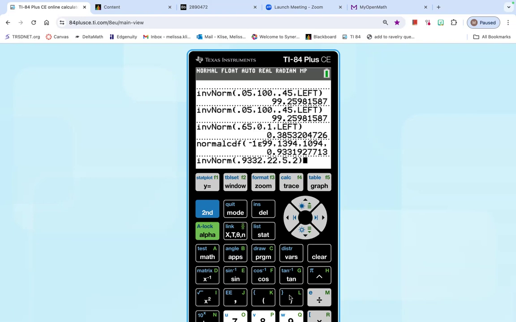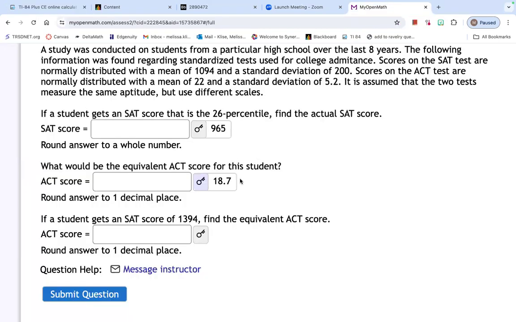Okay. So now I have the area that was under the curve for the SAT score. I'm using the ACT scores down here. So the ACT score that corresponds is the 29.8. That makes sense? Yes, I got them right. Thank you. Okay, good. Should be 29.8.